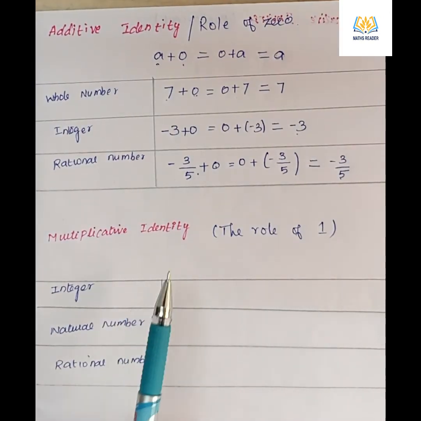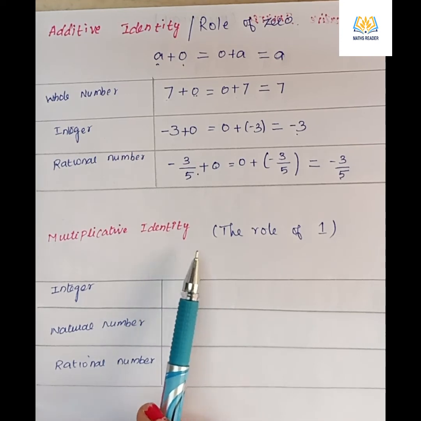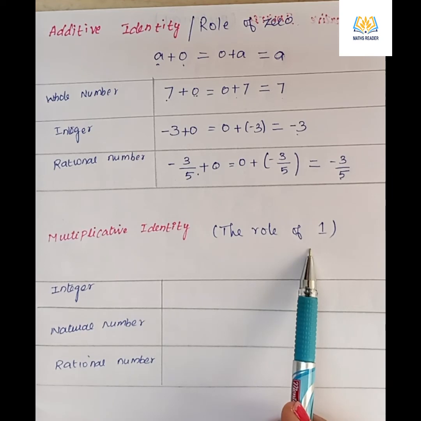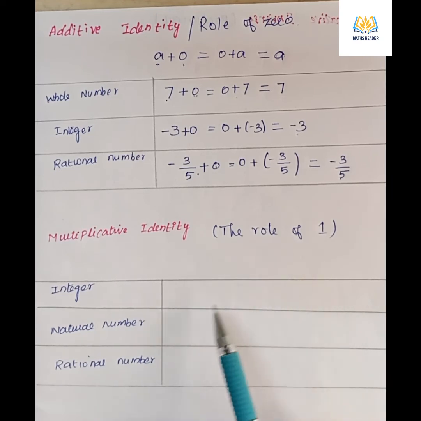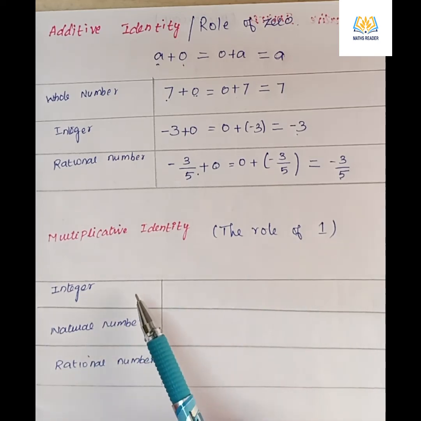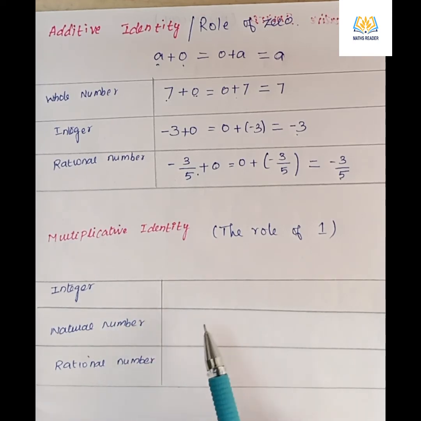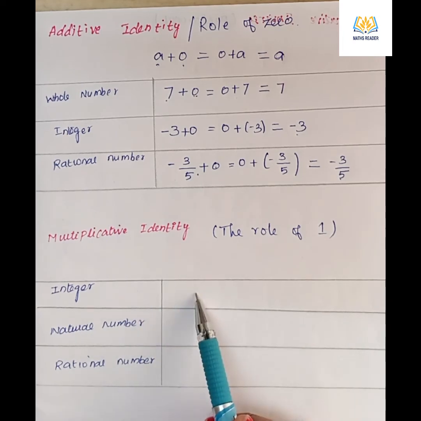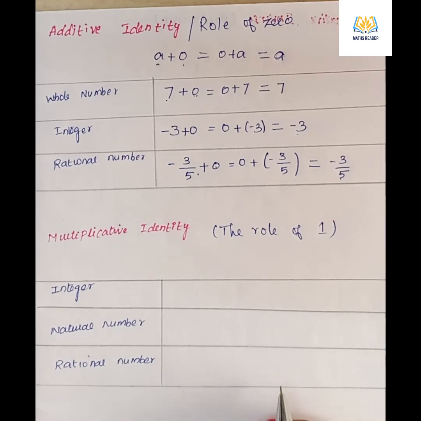Next we will check the multiplication identity, that is the role of 1. When we multiply 1 with any number, it can be either integer, natural number, whole number or rational number, we will get the number as an answer. If we multiply integer with 1, we will get the same integer as an answer. If we multiply any rational number with 1, we will get the rational number as an answer.